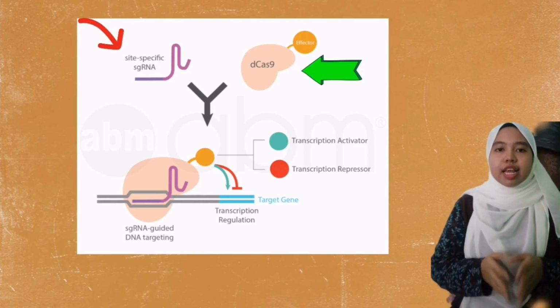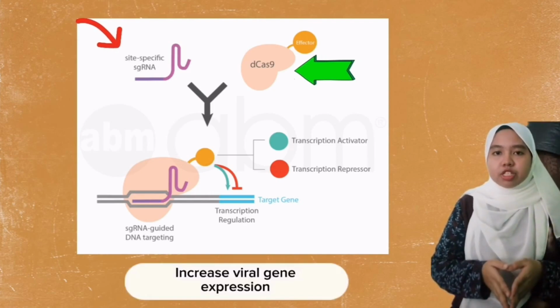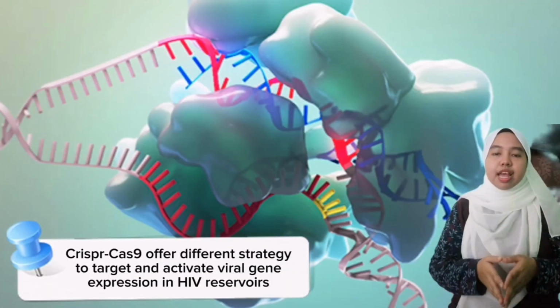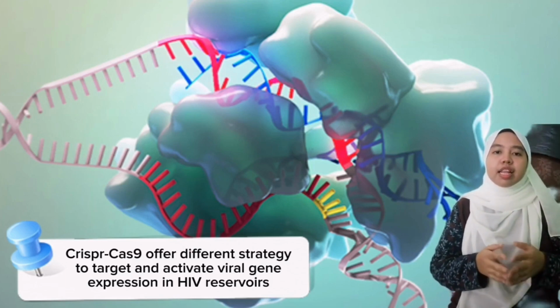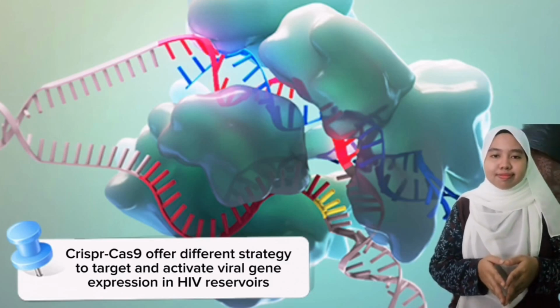The catalytically inactive dCas9 coupled with transcription activation domains in the HIV-1 latent reservoir can increase viral gene expression, thereby enhancing the shock and kill strategy. Now, we can see that CRISPR-Cas9 mediated stimulation of viral transcription offers a different strategy to target and activate viral gene expression in the dormant HIV reservoir.